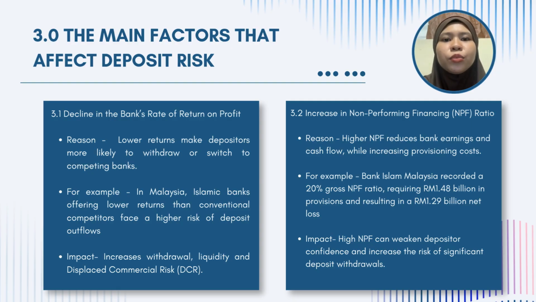So the bank distributed 3,071 million in profit sharing to depositors to prevent a bank run. Overall, the main impact is weaker financial stability and depositor confidence, which can increase the risk of significant deposit withdrawals. And that's all for me.